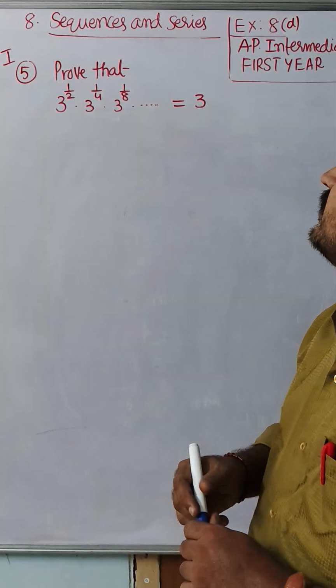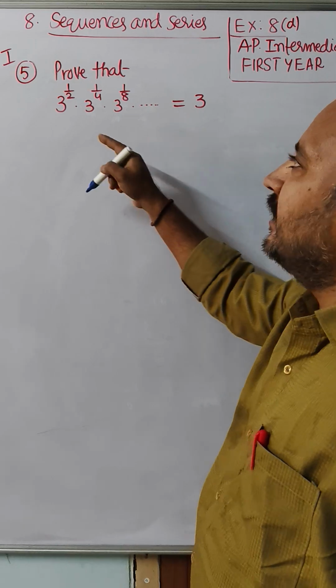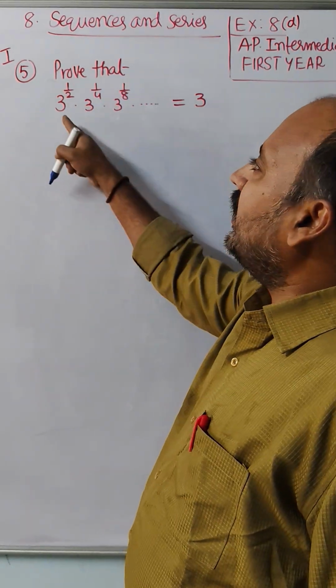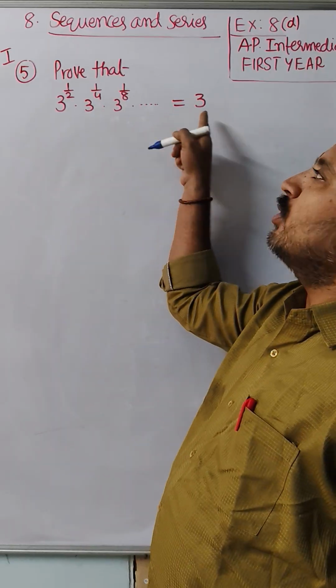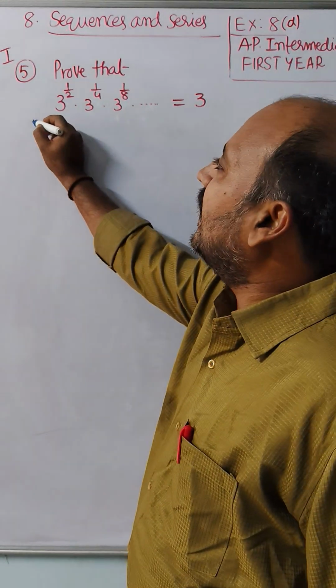Here the question is from sequence and series, exercise 8D, question number 5. Prove that 3 power 1 by 2 into 3 power 1 by 4 into 3 power 1 by 8 and so on equals 3. So you have to consider LHS.